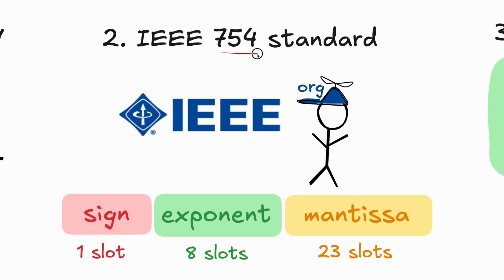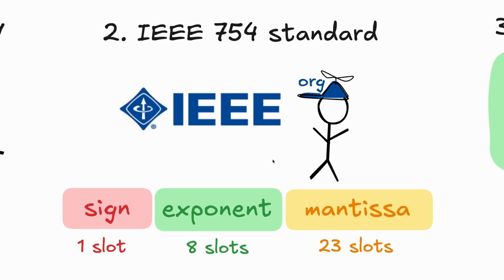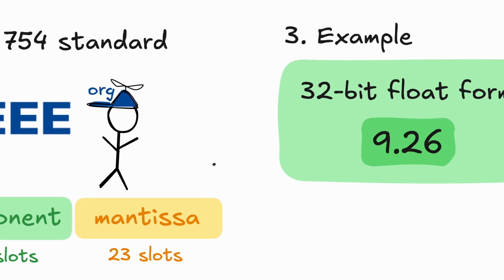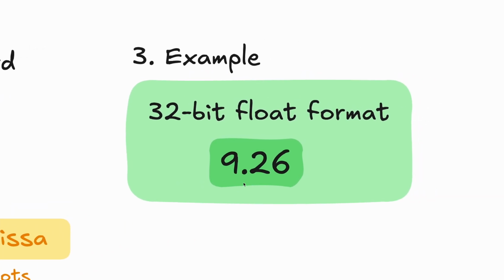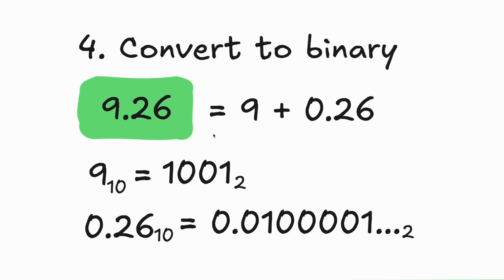That standard is called IEEE 754, and the idea is to represent a floating point number in binary using three parts: a sign, an exponent, and a mantissa. To keep things simple, we'll use the 32-bit float format and look at the number 9.26 as an example. If you want to use the 64-bit version, it works the exact same way, just with more bits, but the calculations stay the same. So let's take 9.26 and split it into 9 and 0.26. We're gonna write it in binary format.